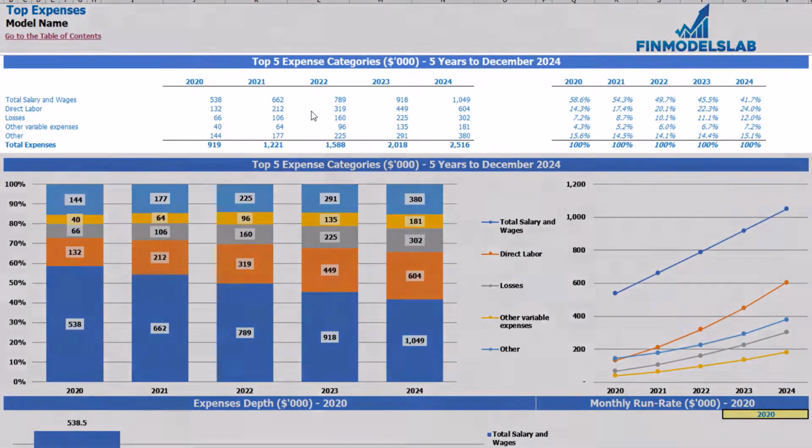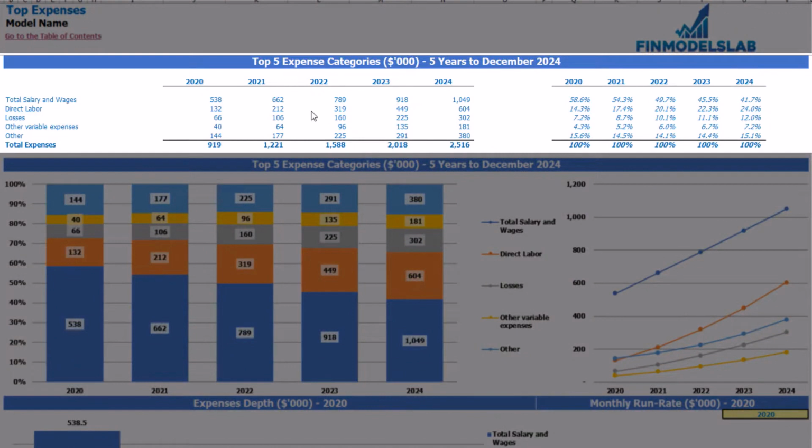On the top expenses tab, you may find the breakdown of the top 4 expense categories, with all other expenses collapsed into the other category. You may see the breakdown of absolute values by years with the total below, and also to the right you may see the percentage breakdown of these expenses.